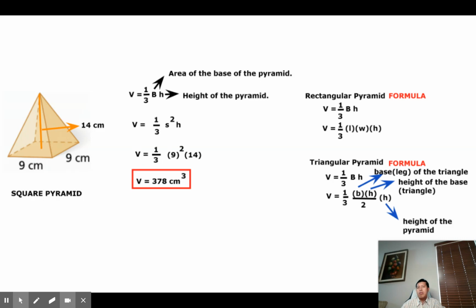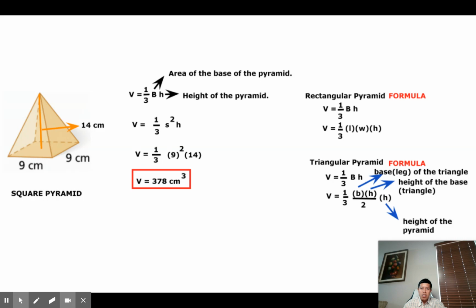Let's plug in the numbers. S is 9, so S squared will be 9 squared, and H is 14. Use the calculator. One third times 9 squared times 14. The other way to solve that in your calculator: 9 squared or 9 times 9 times 14 and then divide it by 3. And you'll be getting 378 cubic centimeters.